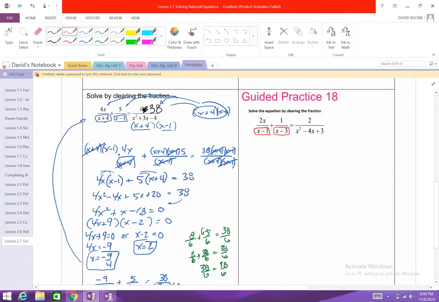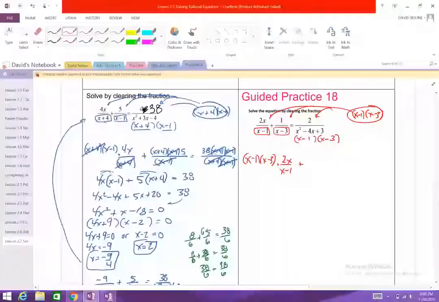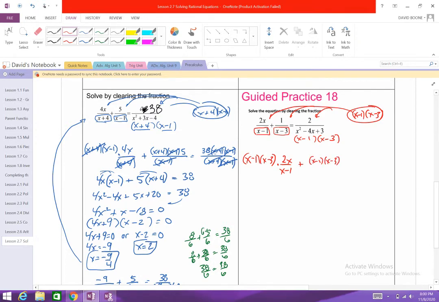Again, looking for that common denominator, I need to have x minus 1, I need to have x minus 3. If I factor this, x and x, and guess what? Same pieces. So that common denominator again is x minus 1 times x minus 3, and that's what I'm going to multiply each of these terms by. So I'm going to take x minus 1 times x minus 3 times this first one, which is 2x over x minus 1, plus, again, that common denominator, x minus 1 times x minus 3 times 1 over x minus 3. Put that parentheses there.